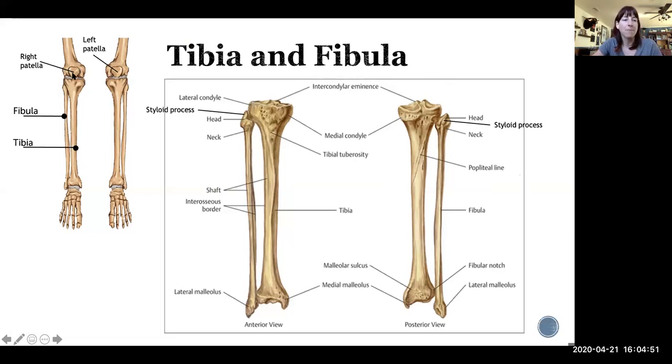Your patella is your kneecap, and I'm not even worried about you guys knowing any parts of it besides one is left and one is right, okay? And I'll always give that to you in context. I'll always show you a picture of it associated with the rest of the leg and foot so that you know which one is the right patella and which one is the left patella, okay?